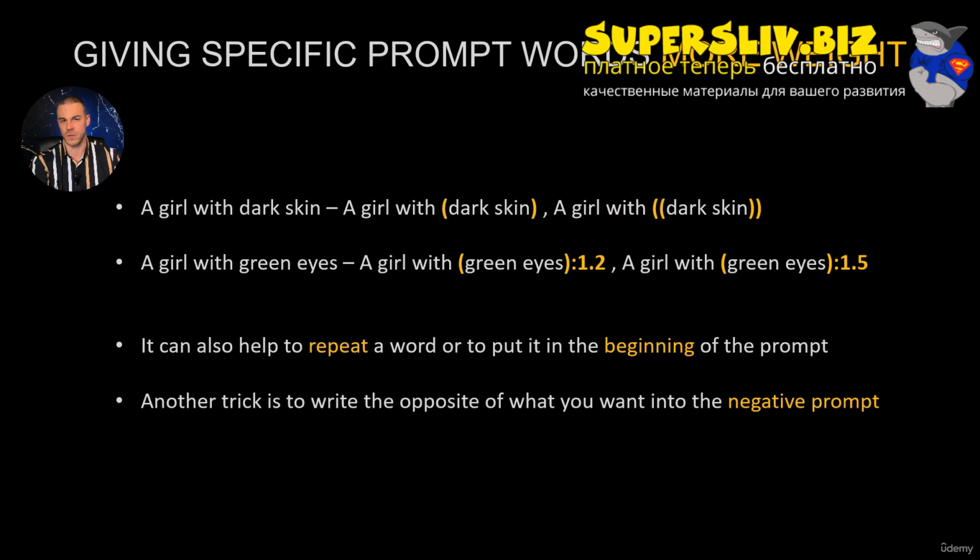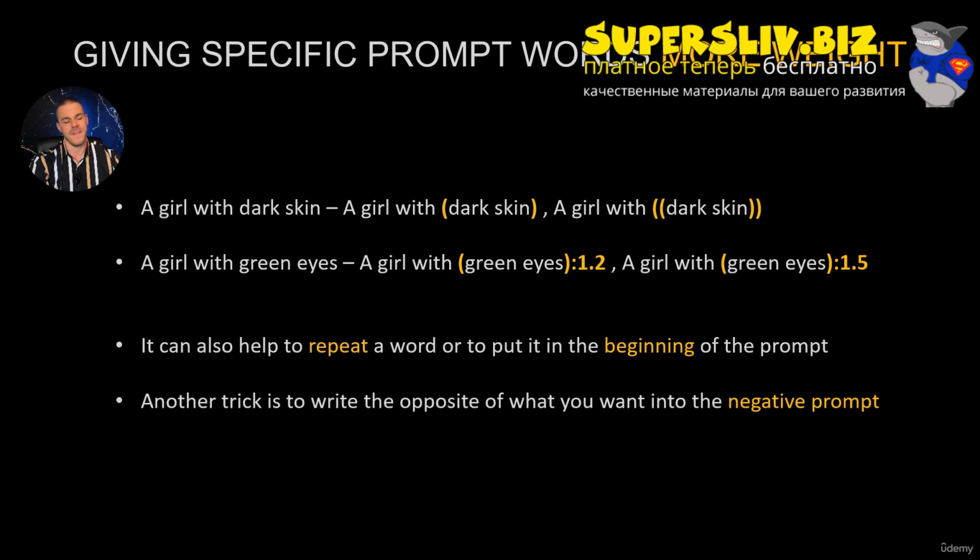And even if it sounds stupid, sometimes it just helps to repeat, for example, red hair in the beginning, and then you just type at the end of the prompt once again red hair. This can increase the likelihood, for example, to see red hair in the final image. And the last trick is to put the opposite of what you want to achieve into the negative prompt. For example, if you want to see very dark skin, it can help to write bright skin into the negative prompt. And all this together will help you to achieve what you actually want to achieve.